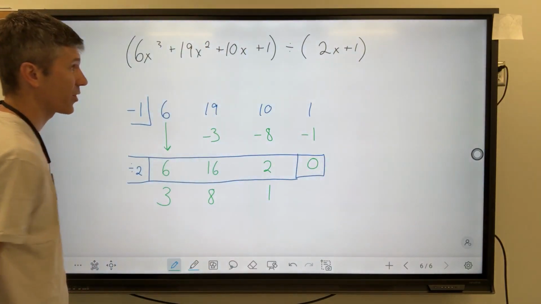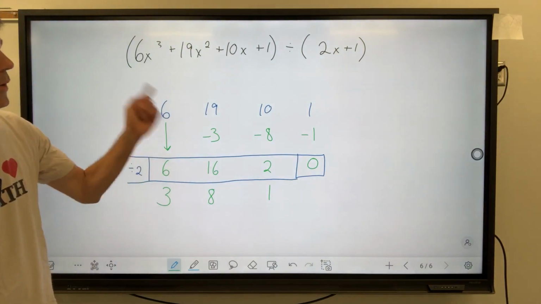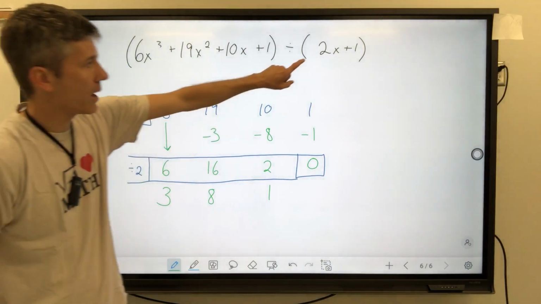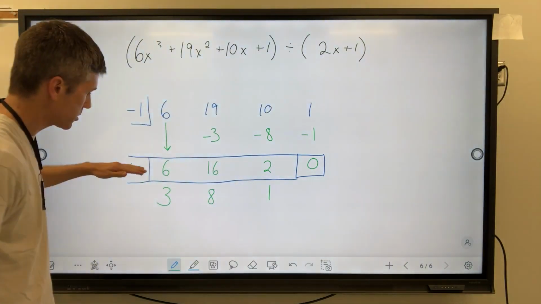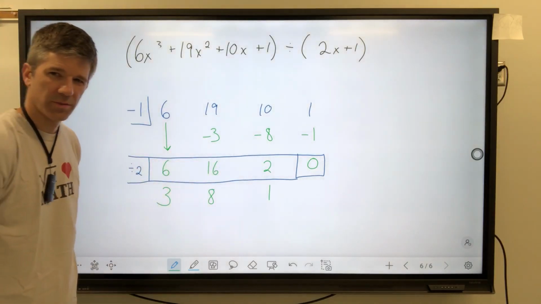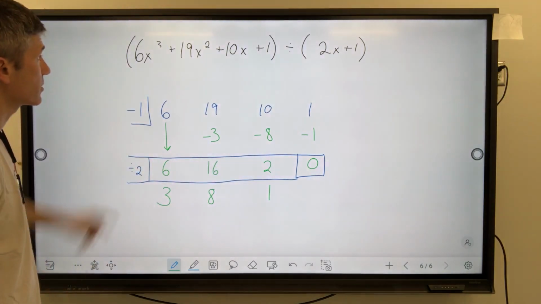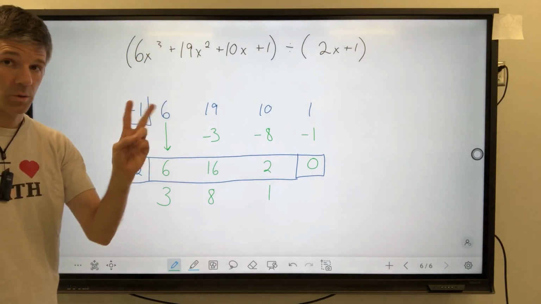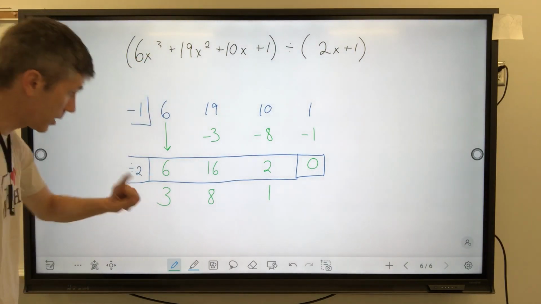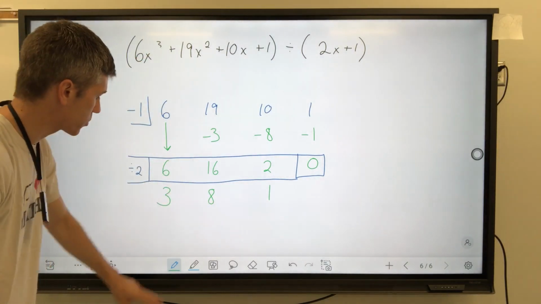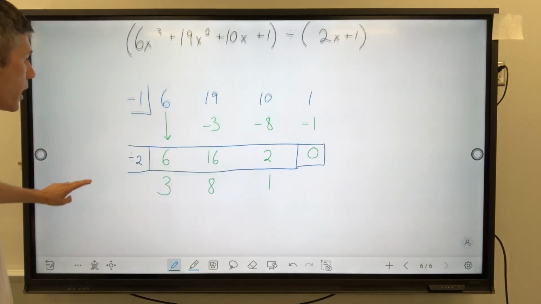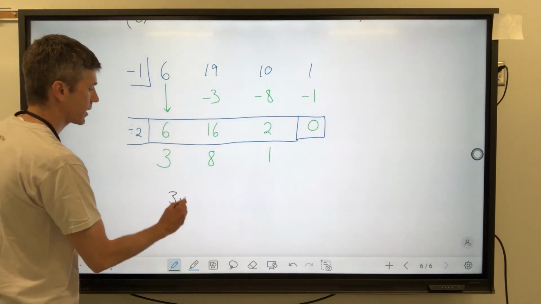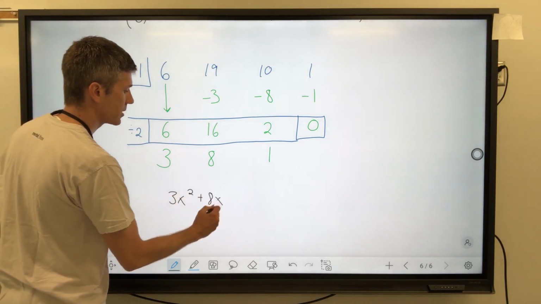We just did synthetic division when our divisor was linear but did not have a leading coefficient of 1, just by putting in an extra row and doing a little bit of extra work. So our final answer is not cubic, it's quadratic, and it is going to be 3x squared plus 8x plus 1. Let's write it in black: 3x squared plus 8x plus 1.